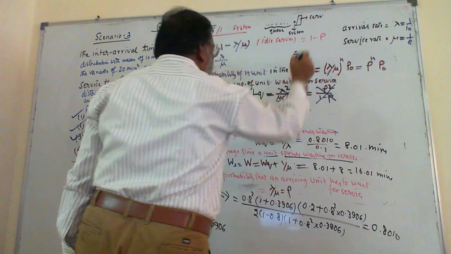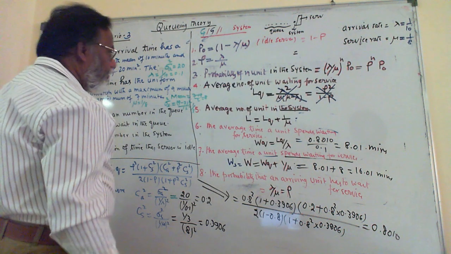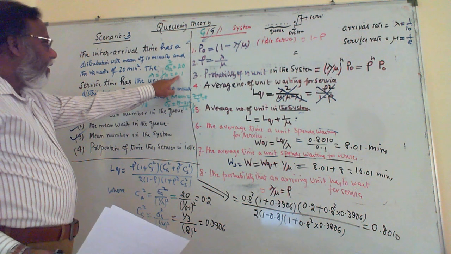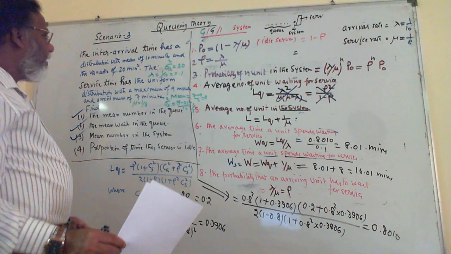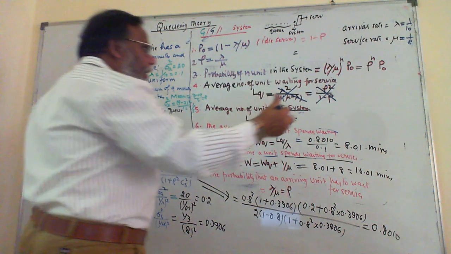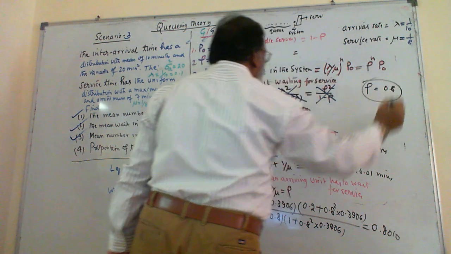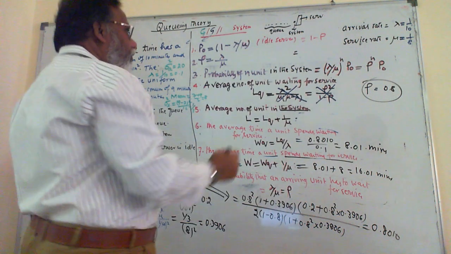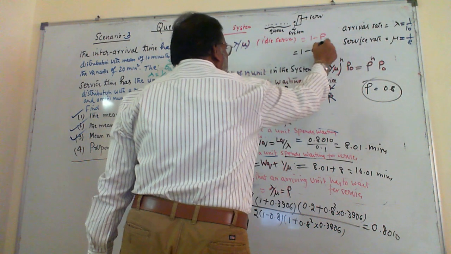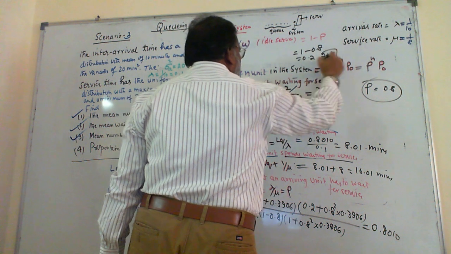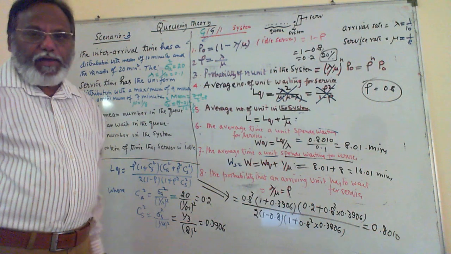The next question is the proportion of the time the server is idle. It remains the same, because carefully look here, lambda and mu remain the same. So lambda over mu, rho, is 0.8. 1 minus 0.8 is 0.2. So 20% as before.